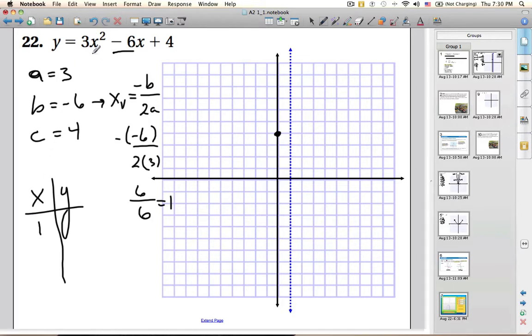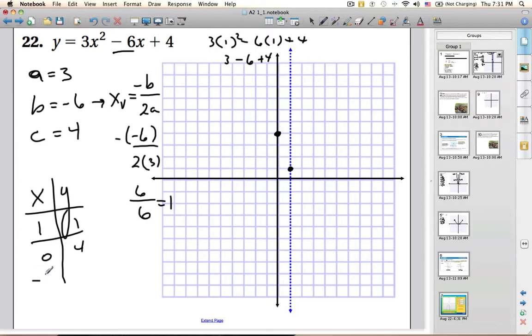1, right? We'll go ahead and plug it in here. So I'll have 3 times 1 squared minus 6 times 1 plus 4. So 1 squared is 1 times 3 is 3 minus 6 times 1 plus 4. 3 minus 6 is -3. -3 plus 4 is 1. So my vertex is right here at 1, 1. I already did the easiest plug-in, which is plugging in 0 for x. I know that I'm at 0, 4, right, which gives me this point.